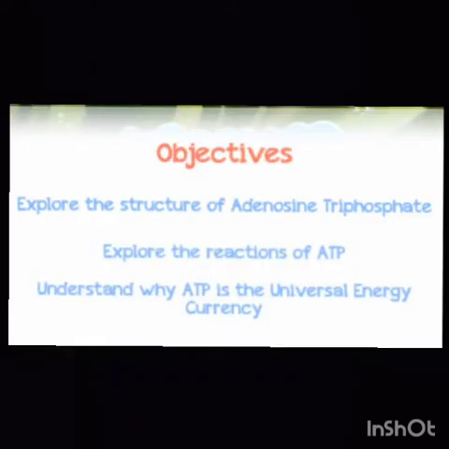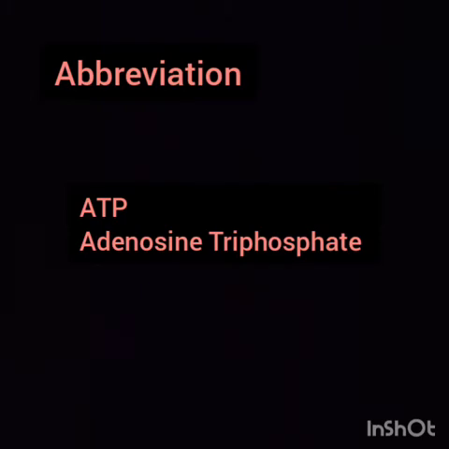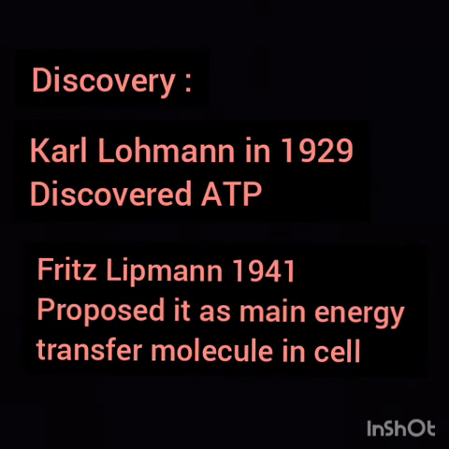Objective: after this lecture you will be able to explore the structure of ATP, explore the reactions of ATP, and understand why ATP is the universal energy currency. The major energy currency of the cell is a nucleotide called adenosine triphosphate, that is ATP. Discovery: it was discovered in 1929 by Carl Lohmann, and in 1941 Fritz Lipmann proposed it is the main energy transfer molecule in the cell.